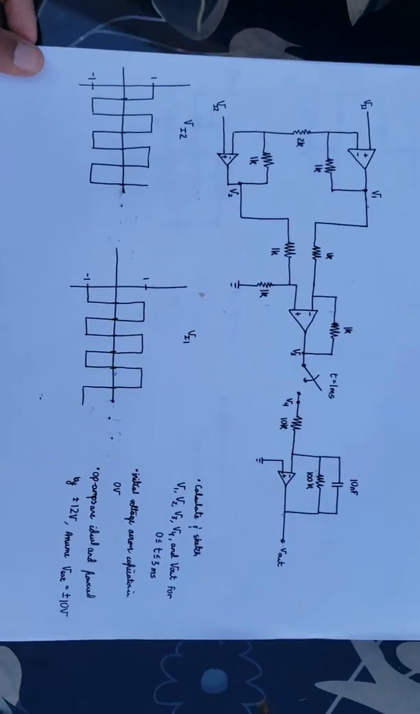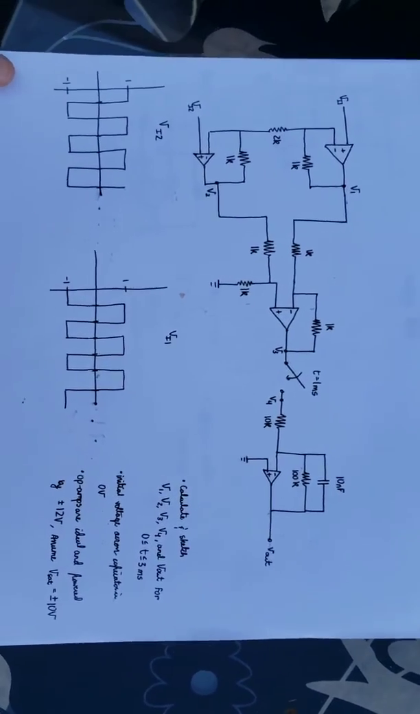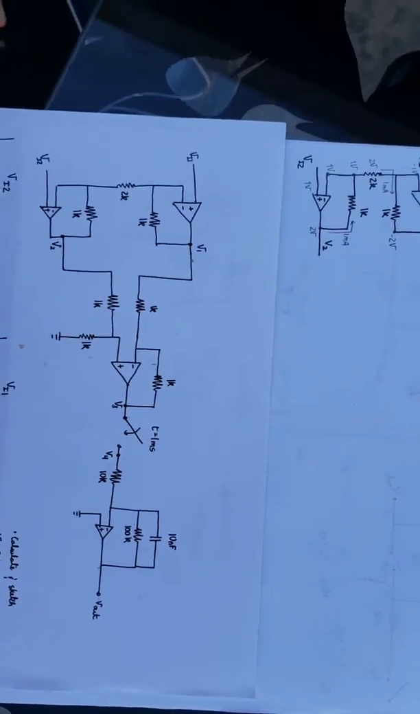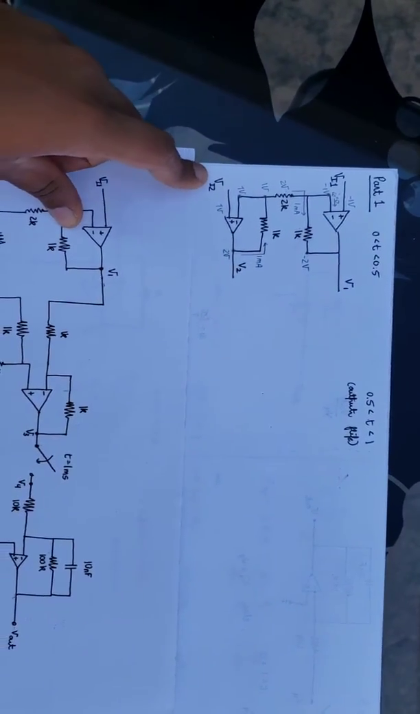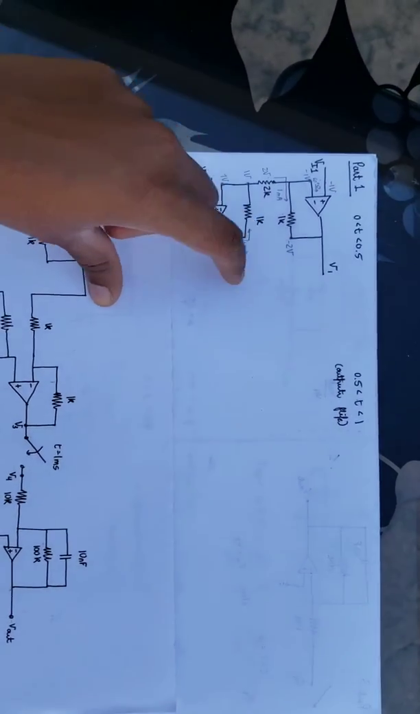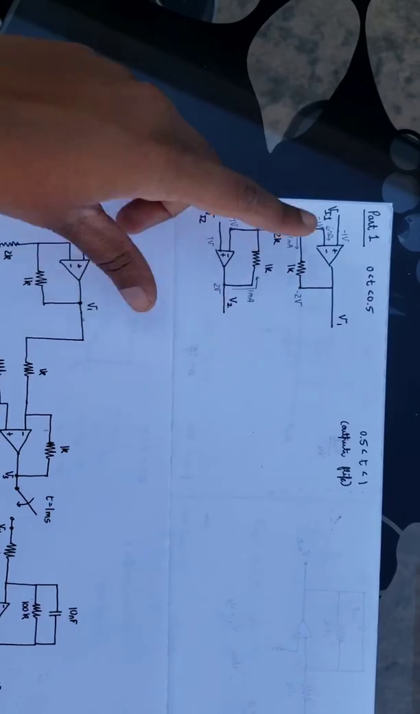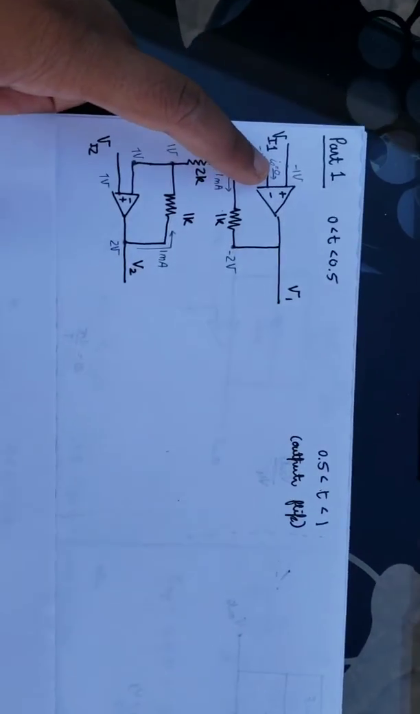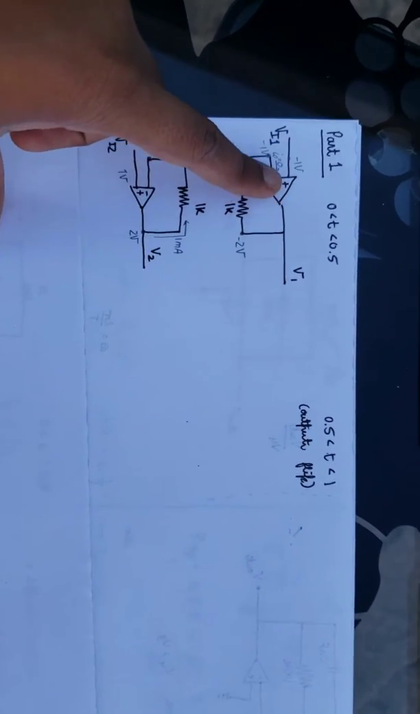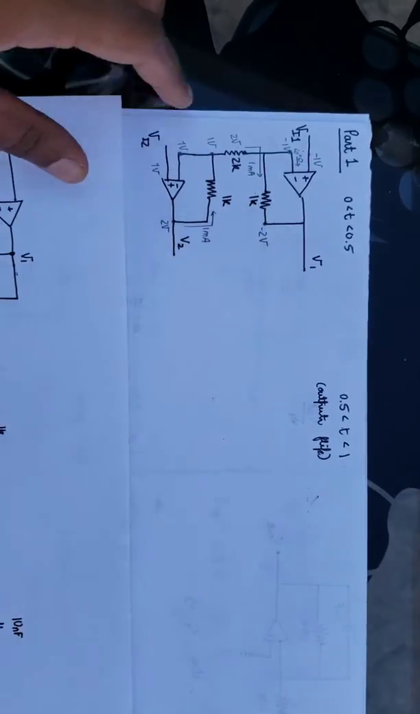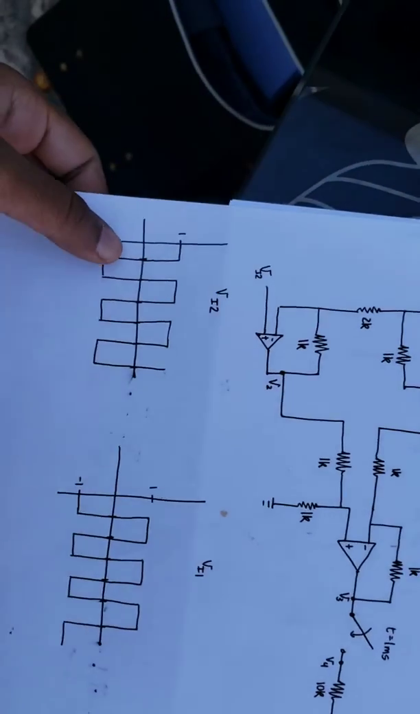So the first thing we're going to do is break this circuit up into 3 separate parts. The first part will include Vin1, Vin2, all the way up until V1 and V2. Since we know we have ideal op-amps, we can assume that the current going into each op-amp is 0 amps.